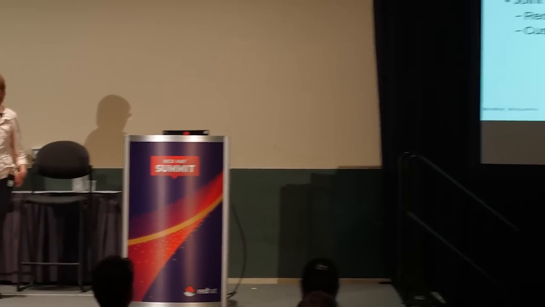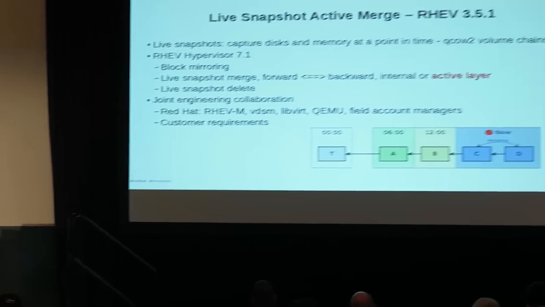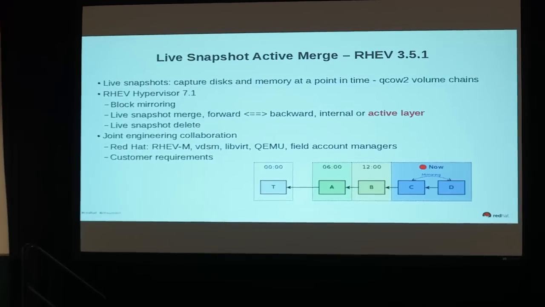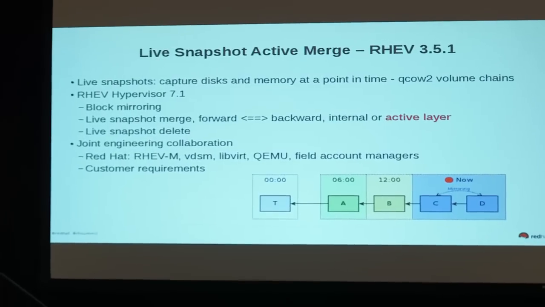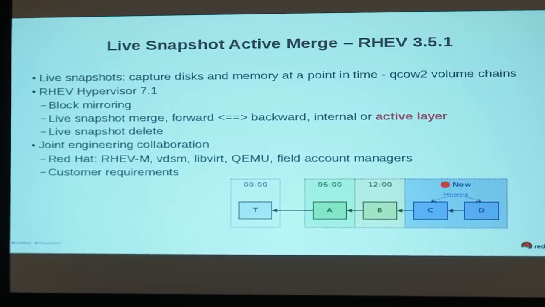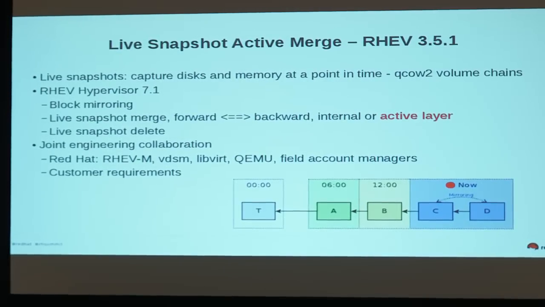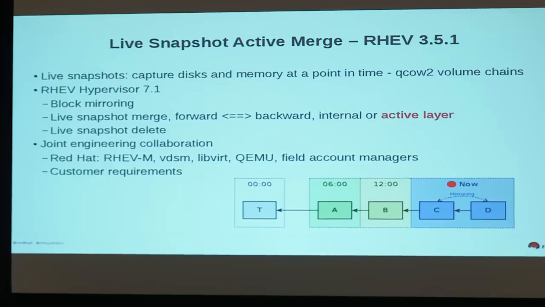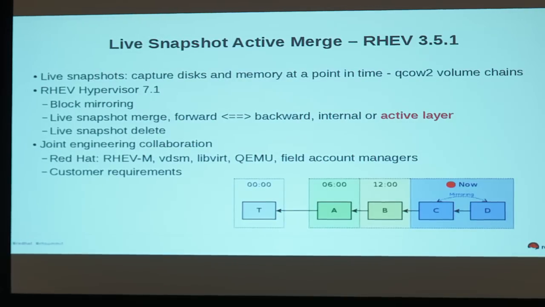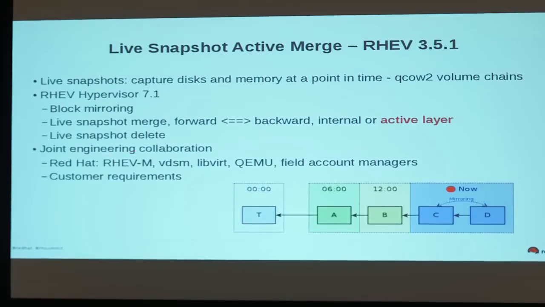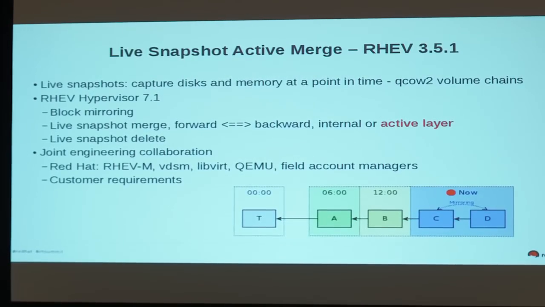So, live snapshot active merge. We did this project in conjunction with the RHEV team. First of all, what is a live snapshot? In my terms, it captures the disk and memory state at a certain point in time, and it creates QCOW2 volume chains. QCOW2 is the image format. I think a lot of people who run OpenStack will recognize QCOW2 because their image files have the extension QCOW2. The picture there shows the QCOW2 volume chains, A, B, C, D.